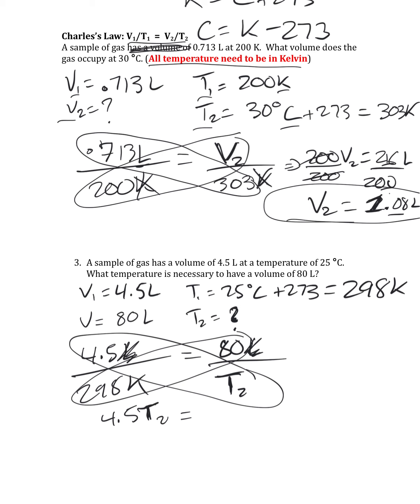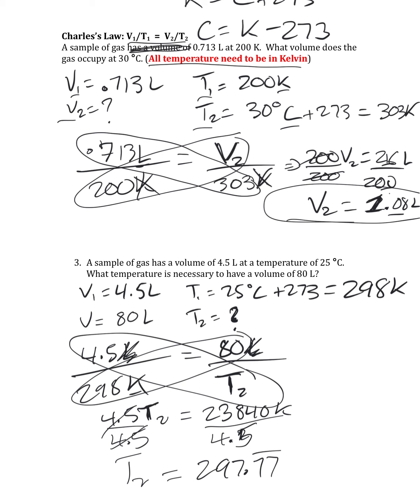I can't do that in my head, so let me get out a calculator. And it tells me 23840, and the unit within that is Kelvin. Now divide both sides by 4.5 to get rid of the 4.5, but whatever you do on one side, do on the other side. That's a decimal. I'm not going to try to do that in my head, so let me punch it out. And I get 297.77 repeating, and the only unit left is Kelvin.